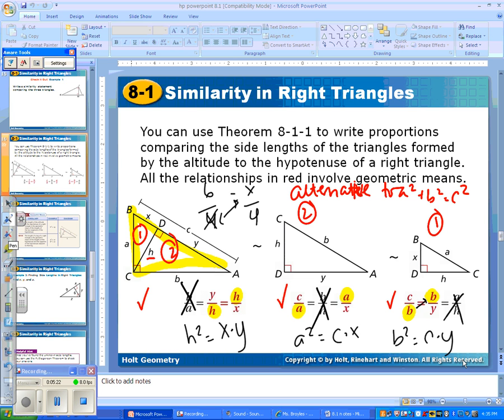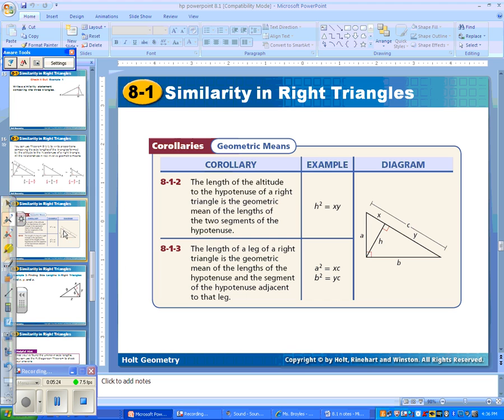So these are 3 shortcuts to this problem, and it's written in your book right here. And guess what it's called? Geometric means. Okay, so this is geometric means in similar right triangles. So h squared equals x times y. H squared equals the 2 parts of the hypotenuse. A squared equals this part of the hypotenuse closest to it times c. B squared equals this part of the hypotenuse times c. These are shortcuts to Pythagorean theorem.